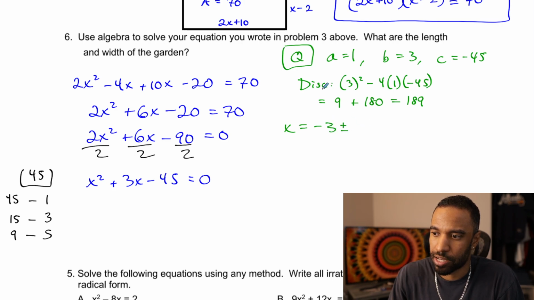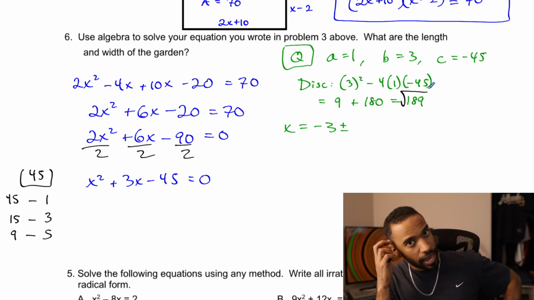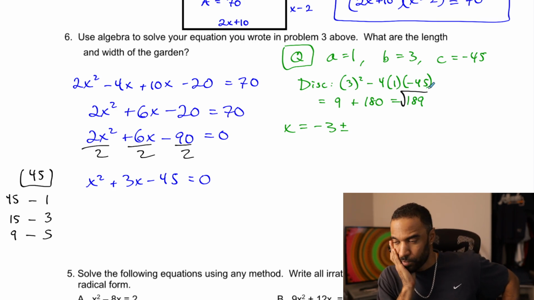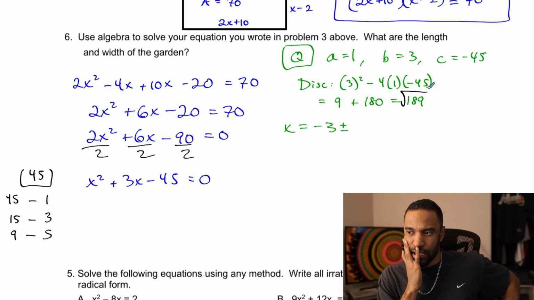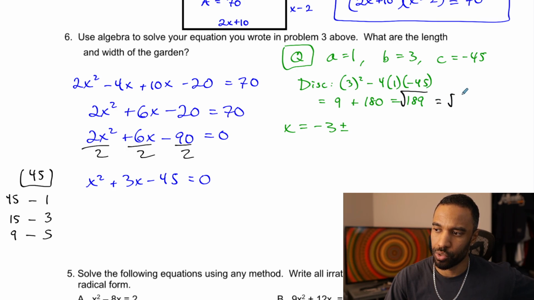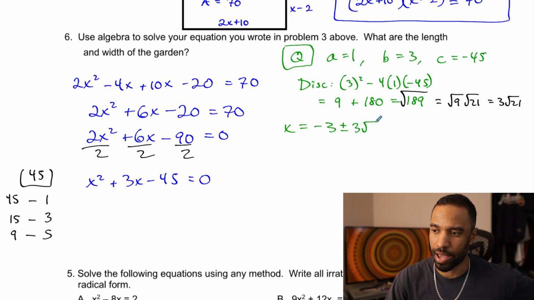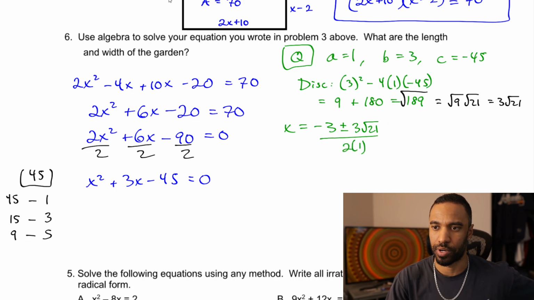negative b plus or minus, oh, by the way, square root of 189. It's not a perfect square, but I can take out something larger than 9. No, yeah, 9's the largest. So 189 is root 9 times root 21, which is 3 root 21. So plus or minus 3 root 21, that's simplifying that radical, all divided by 2 times 1. 2 times 1 is 2, so all divided by 2.